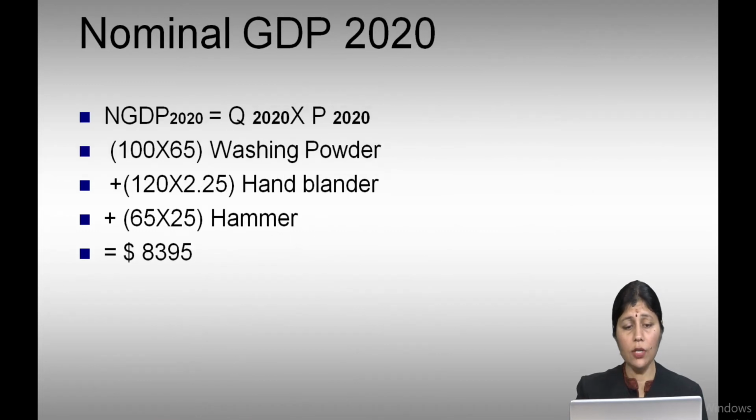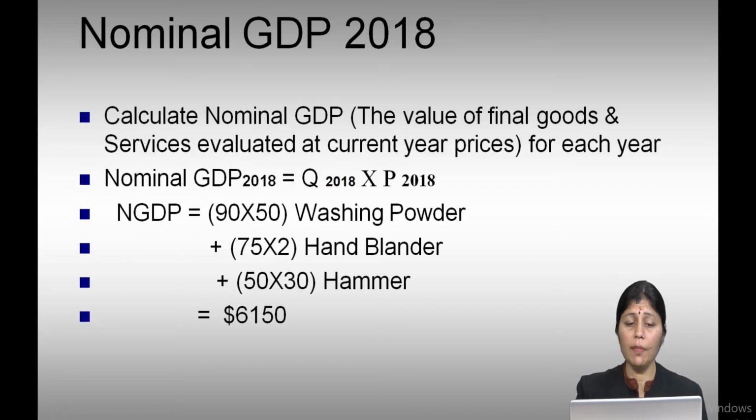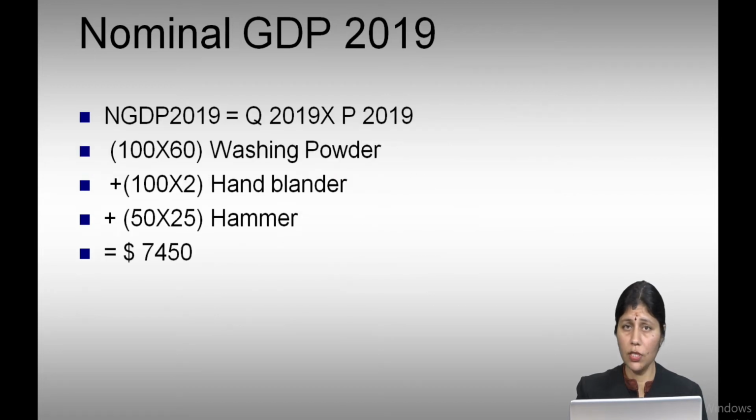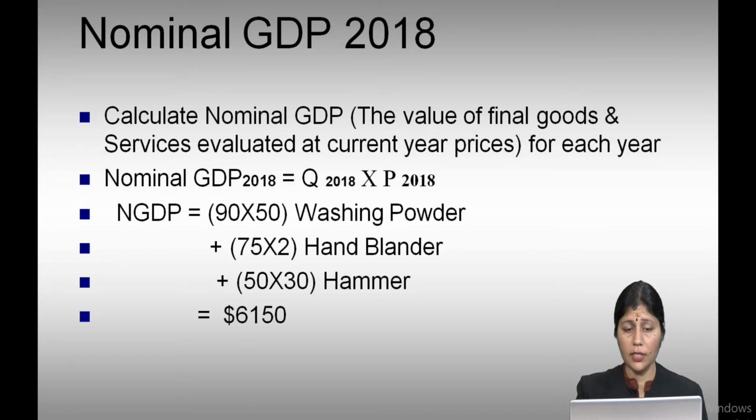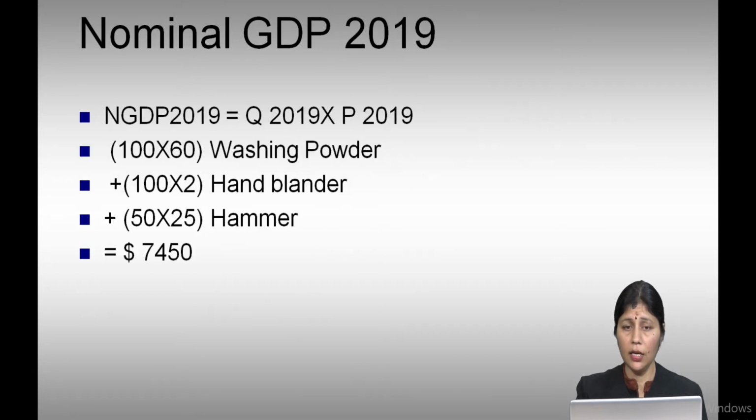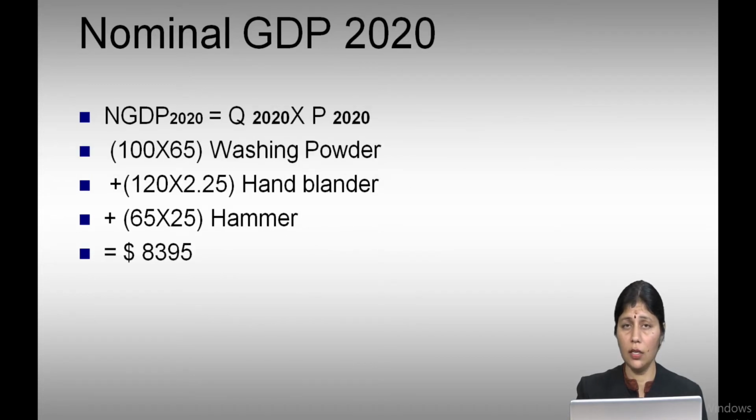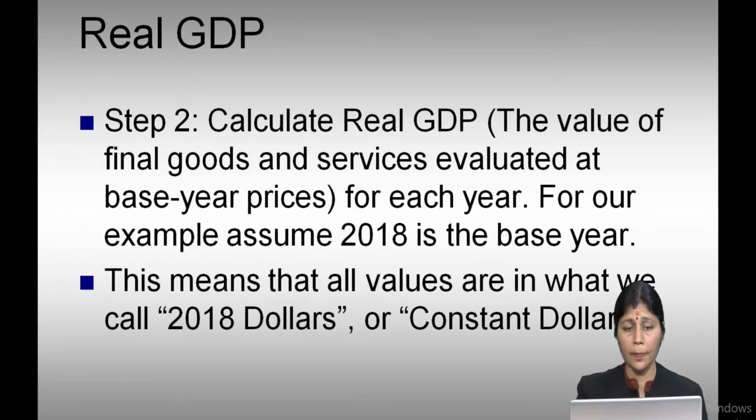So, in 2020 we have the nominal GDP 2020, that is $8,395. Now you can analyze the change in the nominal GDP from 2018, 19 and 20. So, there is a little bit of increment across the different years in the nominal GDP. So, that was the nominal GDP concept.